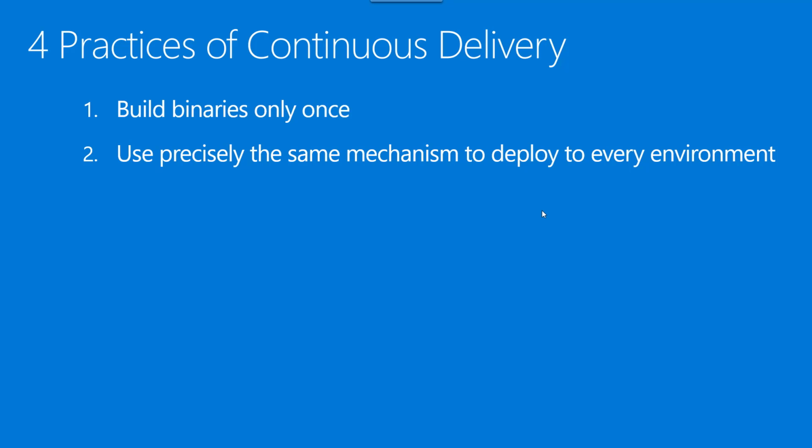Use precisely the same mechanism to deploy to every environment. This is very important because in many cases, some companies deploy to all environments in one way, but when they deploy to production, they use another way. So we must trust our deployment mechanism, and we have the same mechanism.